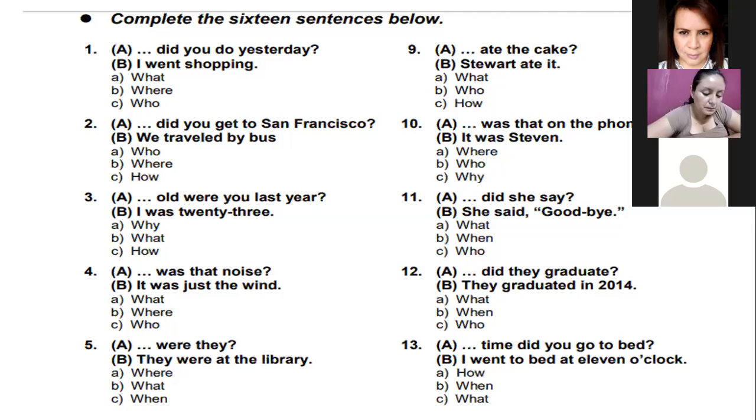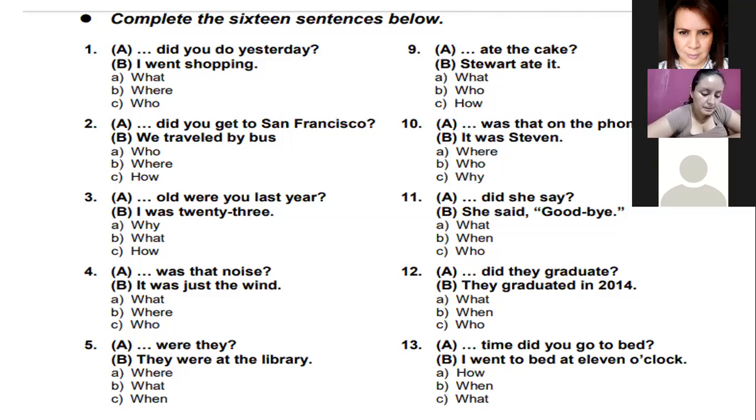Okay, number three, Lorena, what do you think about number three? Letter C, how old were you last year? I was 23. Okay, so the answer is letter C, right? Because we are asking about age.